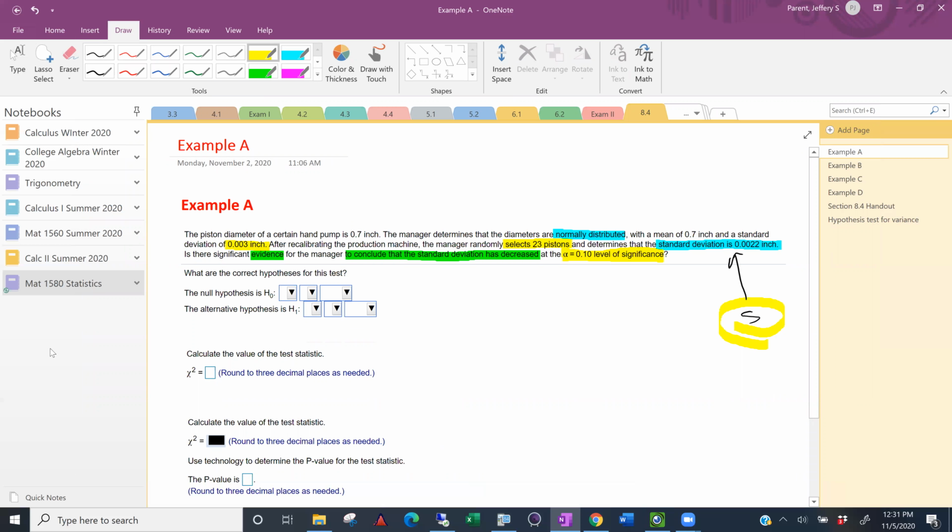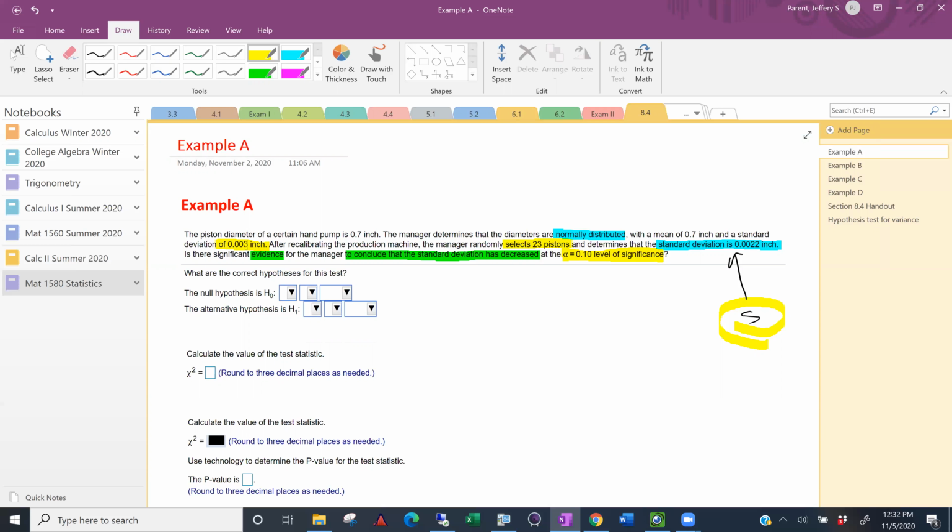So what's the sample standard deviation for us in this case? That would be 0.0022 inches. Perfect. Now the problem that you're going to run into at home is deciding which one of these is the population standard deviation and which one is the sample. The hint here is that you're selecting 23 of these pistons and determine that the standard deviation is 0.0022 inches. So that's your sample right there, which is why this is our sample standard deviation. And then the 0.003 that we had over here, that's our population standard deviation, or what we're going to use as part of our hypothesis test.